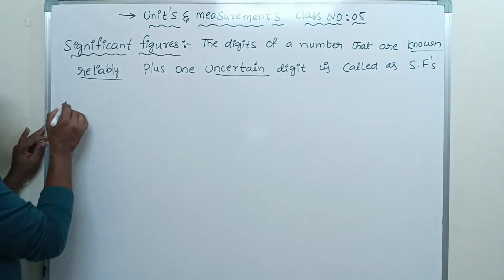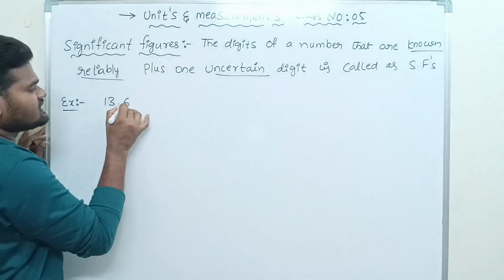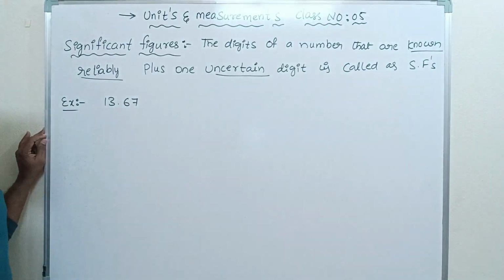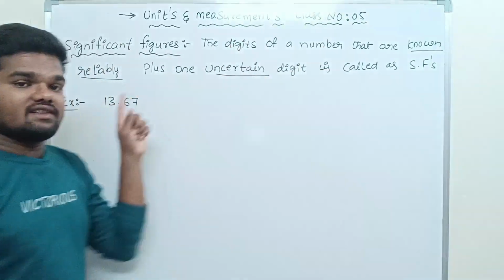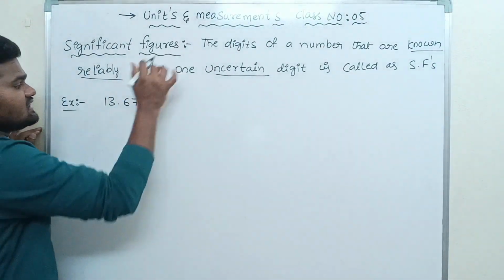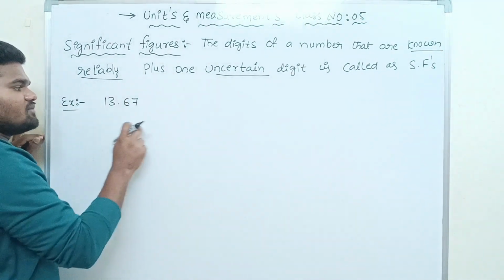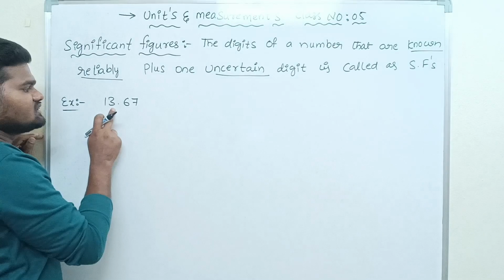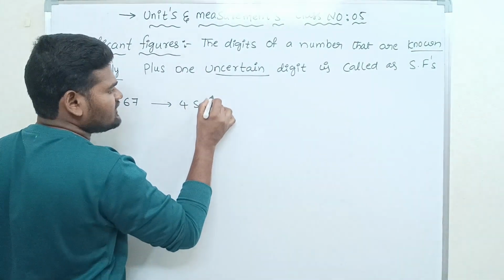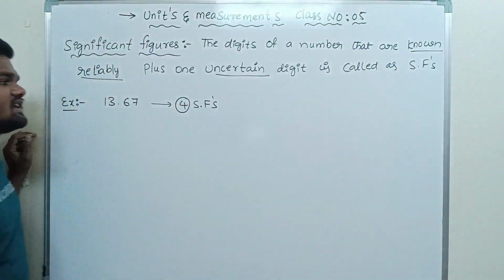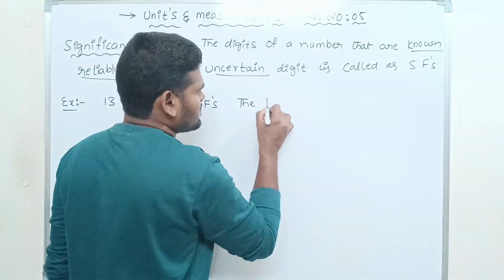Let us see an example, 13.67. What is the meaning of significant figures? The digits of a number is nothing but significant figures. How many digits are there in this number? 1, 2, 3, 4. That means it has 4 significant figures. How many significant figures are there? 4 significant figures.